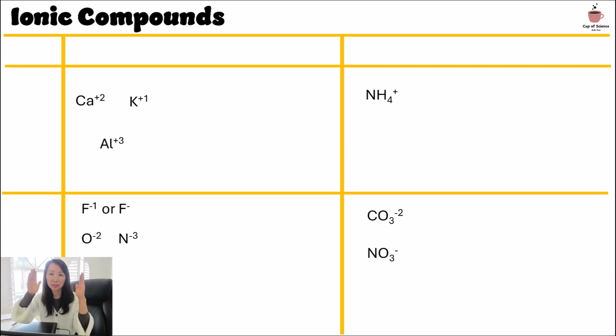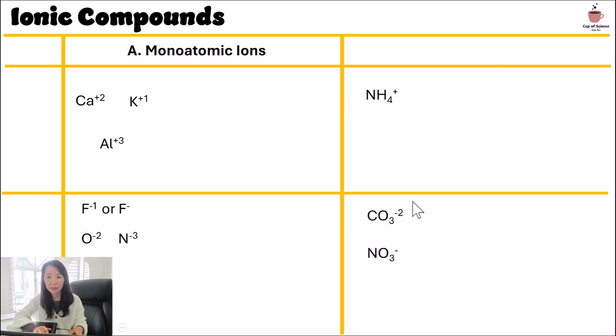Let's compare the top and the bottom and the left and the right of this table. The top of this table has calcium and potassium, and the bottom has fluoride, oxide, and nitride. They all have these charges associated with them. These are all considered to be monoatomic ions. There's one atom, and it's an ion because it has a charge.